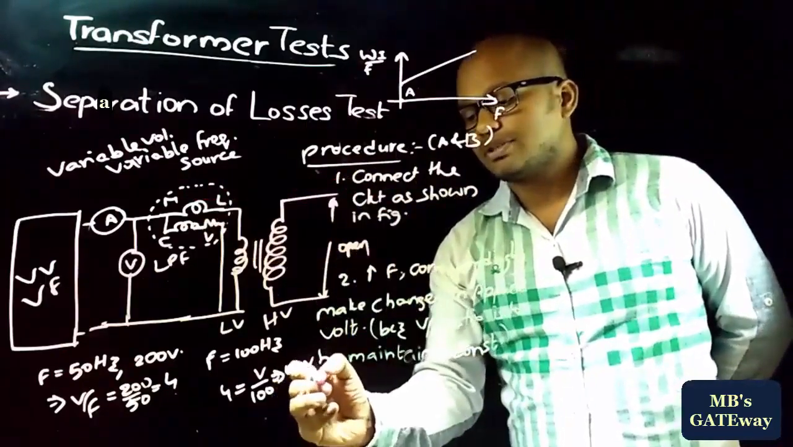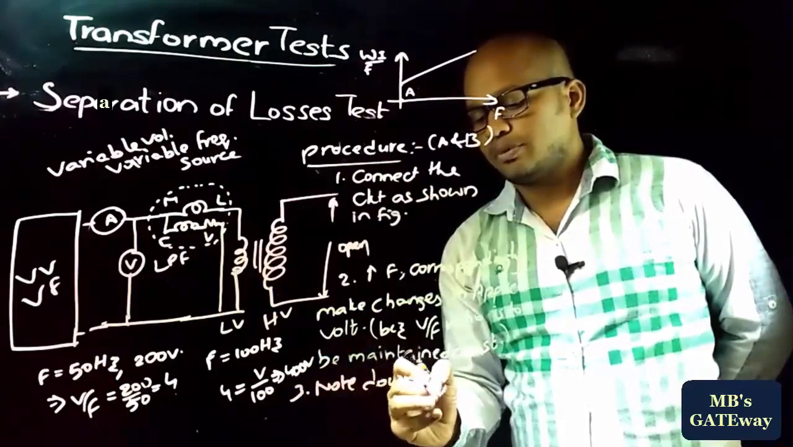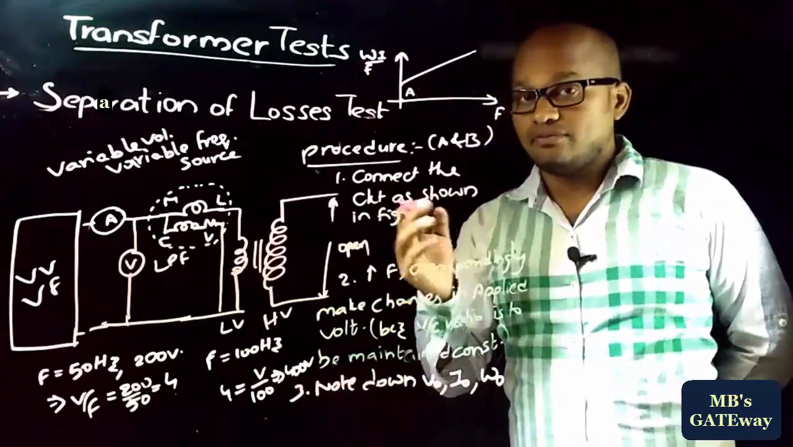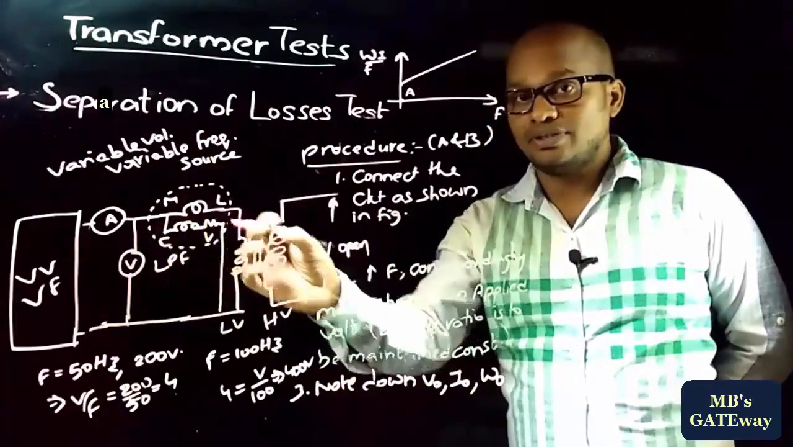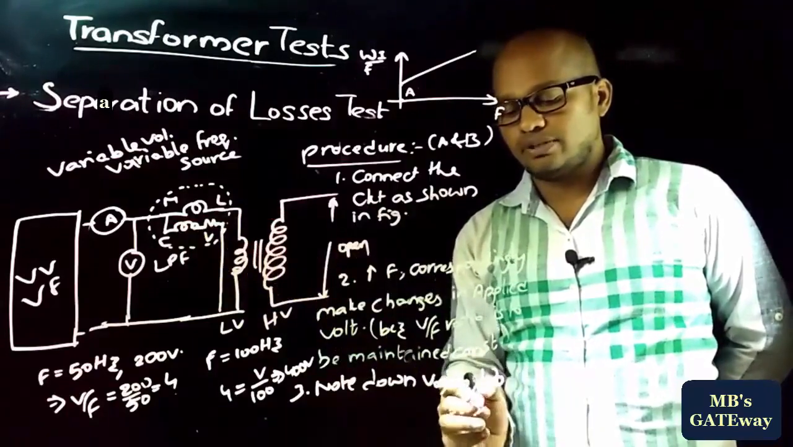And the third step is note down voltmeter reading, ammeter reading and wattmeter reading. And from open circuit test, it is studied that the wattmeter reading indicates the iron loss of the transformer. So we can take W0 is equal to Wi.